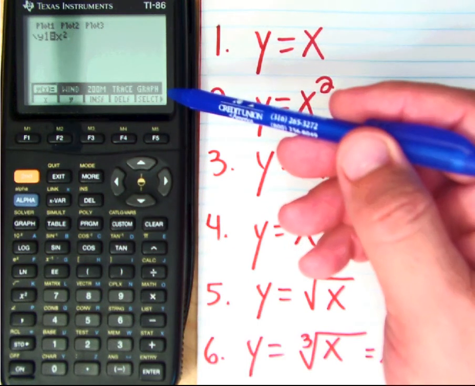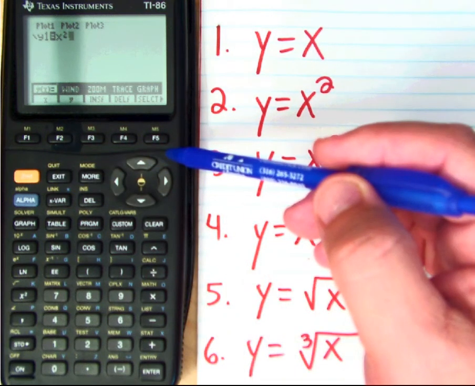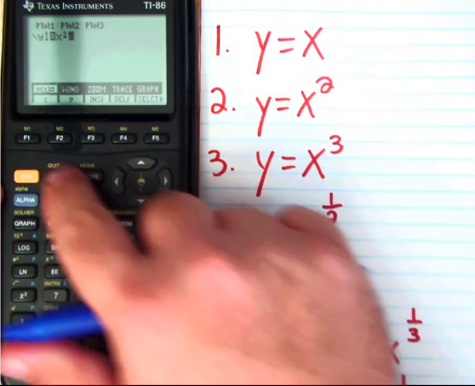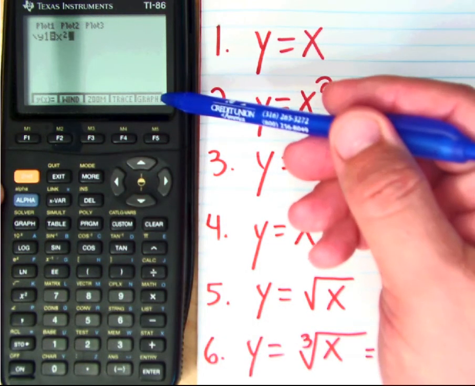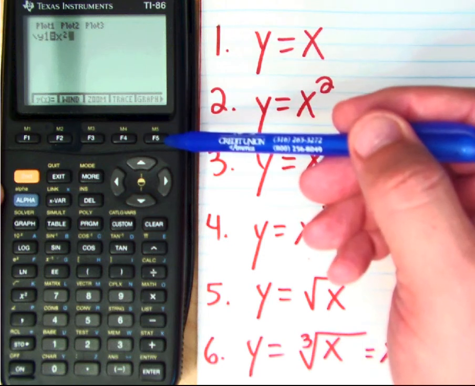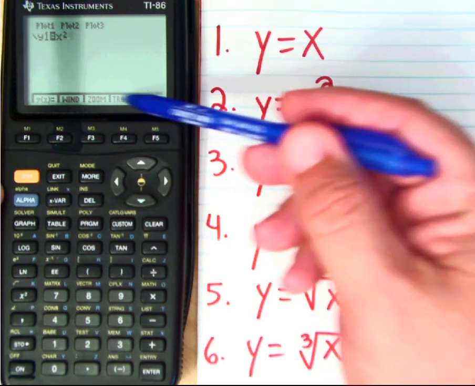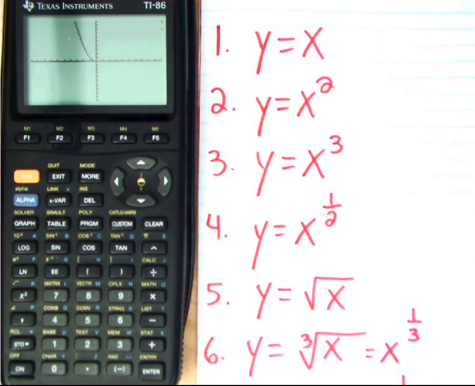Now it won't always be in the second menu, so you can't memorize that it's going to be second F5 every time. Because if I were to push exit, well, now my graph is down on the first line, and now all we have to do is push the F5. So that's why you have to get used to just interpreting how to access this menu. So I'll push F5, and there's my x squared.